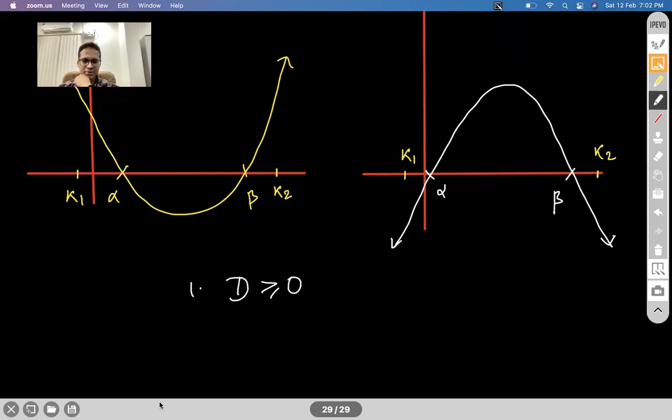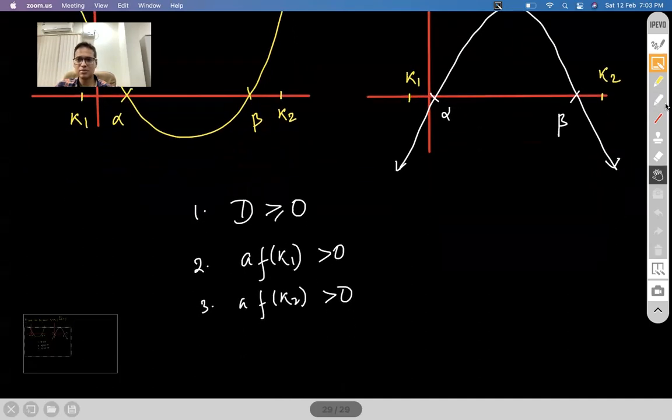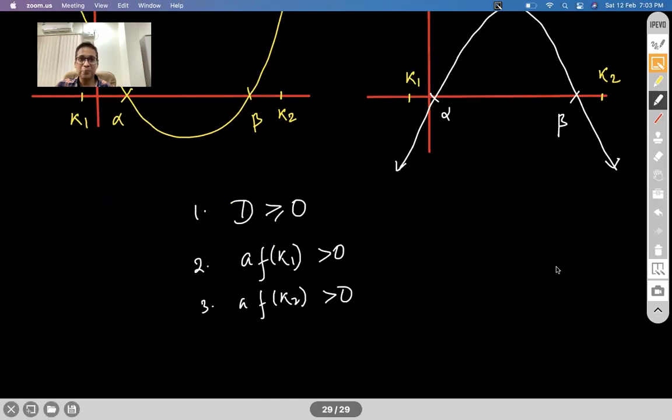What else? F of K1, F of K2 would be positive. Now, Satyam, this will lead to false positives, because K1, K2 product would be positive even if they are within the roots. Let's say K1 is here, K2 is here, then both will be negative and hence their product will be positive. And if it is this situation also, both will be positive, hence their product will be positive. So that condition is going to lead to unwanted results. Can I say here that A F of K1 and A F of K2 both would be positive? That is for sure. Correct. Now, are these three sufficient or do you require more conditions?